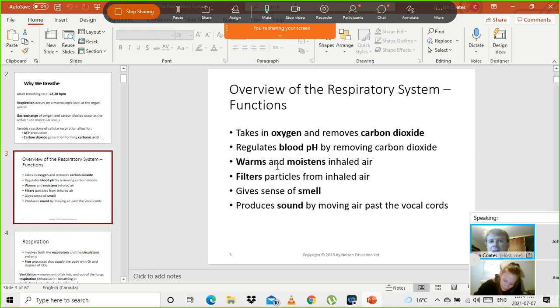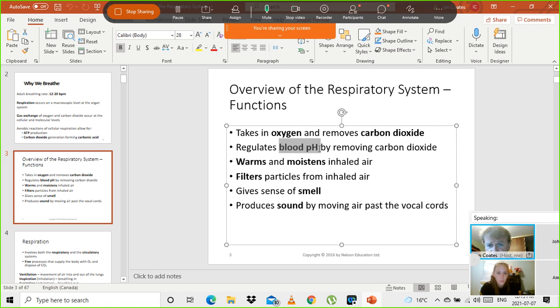Respiration. A couple functions here. Please know these. Functions of the respiratory system. Takes in O2, removes CO2. Absolutely regulates blood pH. You'll know what blood pH is. It's somewhere in between 7.2 and 7.3, 7.4. Anything outside that, you are very sick. And how the blood regulates the pH is through carbon dioxide returning back to the body. It's carbonic acid. It acts like a buffer. A buffer, you'll remember that one.